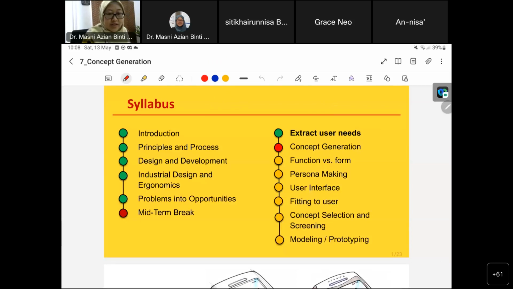Okay, can you see the screen? Yeah, okay, sekejap ya. Alright. Hold on. Cari isi file sekejap.